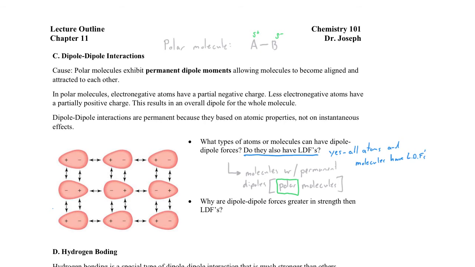Now, why are dipole-dipole forces greater in strength than London dispersion forces? Well, they're greater in strength than London dispersion forces because dipole-dipole interactions are permanent. We have a permanent dipole on a molecule. And with a permanent dipole moment on the molecule, that means that the forces between the molecules are not being constantly disrupted by the temporary changing dipole that we see in London dispersion forces. So we can say that dipole-dipole forces are greater in strength than London dispersion forces because they are permanent. They don't change.